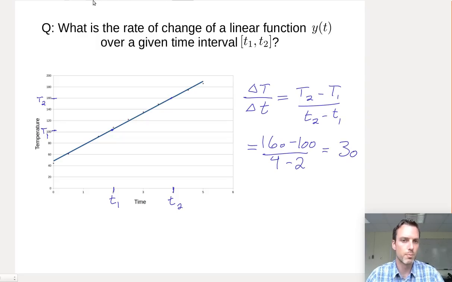But what I'd like for you to pay attention to is what's going on. The difference between small t2 and t1 is this right here, while the difference between the two temperatures is this right here. So in fact, what I'm doing when I'm calculating the average rate of change of a linear function is just finding the slope of that function. So I can answer this question now. The answer is its slope.